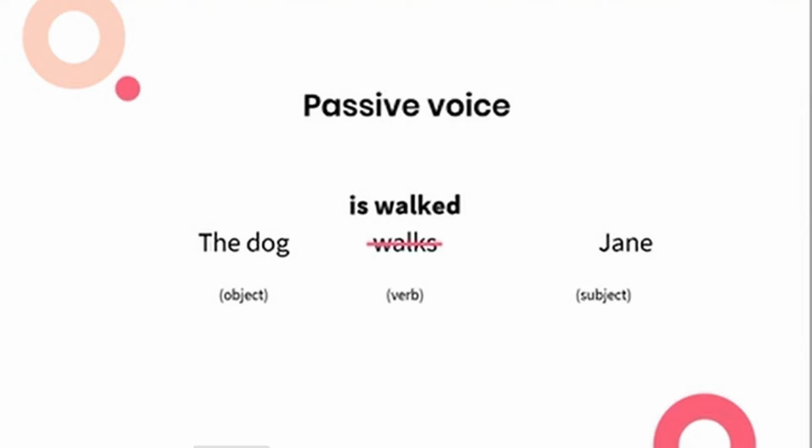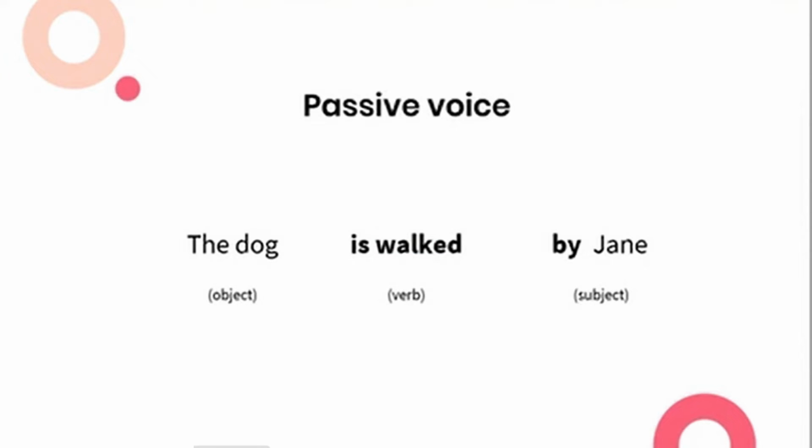Okay, that's a little bit better, but something is still missing. Like I mentioned before, we need to add something to the subject to show that even though it's at the end of the sentence, it's still the doer. It's still the subject. Do you know what word we need to add? We need to add the word by. The dog is walked by Jane. And there you have it.